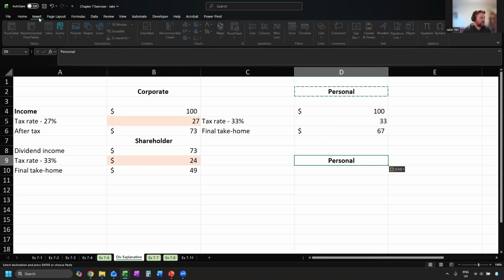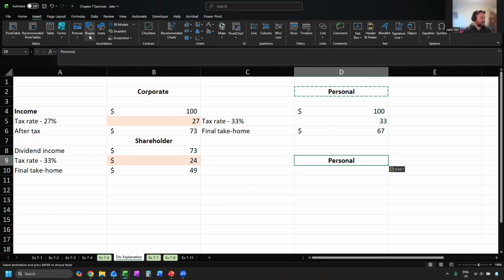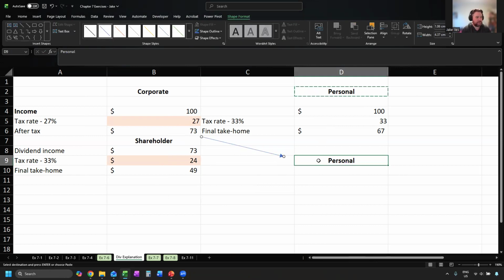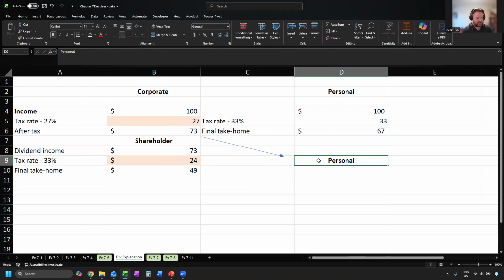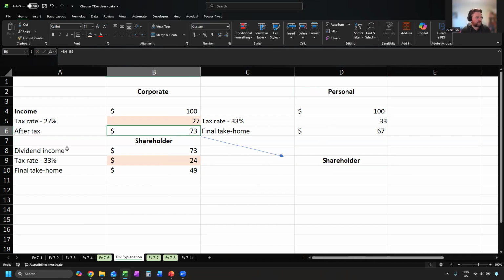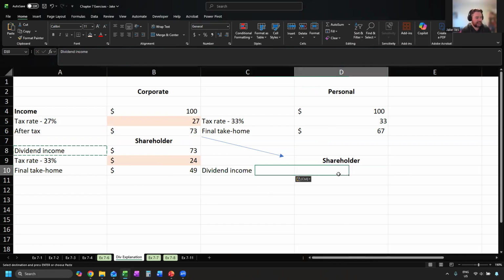Let me just insert a shape. Can I insert an arrow? Yes, I can. So now we're just going to move this 73 over to here. So now they're paying out to a shareholder. From a personal standpoint, this individual will have dividend income of $73.